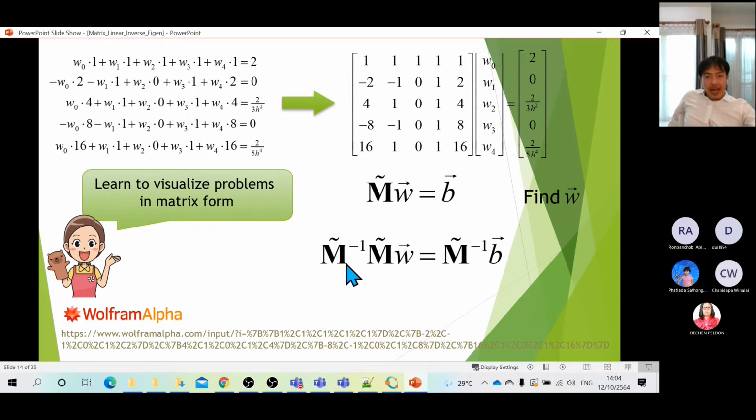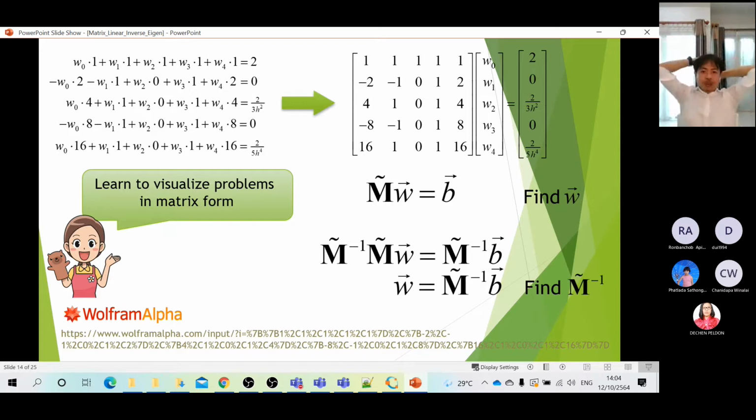So this one, I get back the identity matrix, that is W, and so I have that formula for solving for W. But the matrix M is very complicated. How do we find the inverse of a matrix? In my research career, I always use my tools, okay?